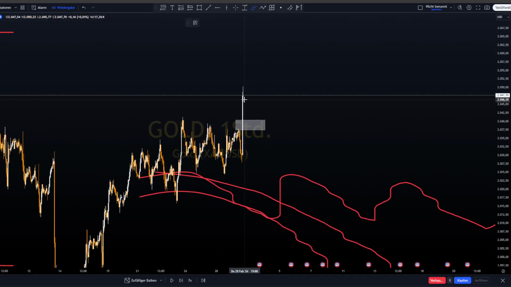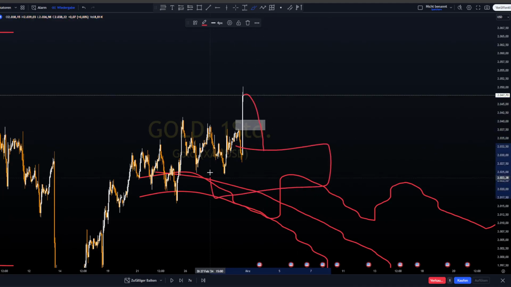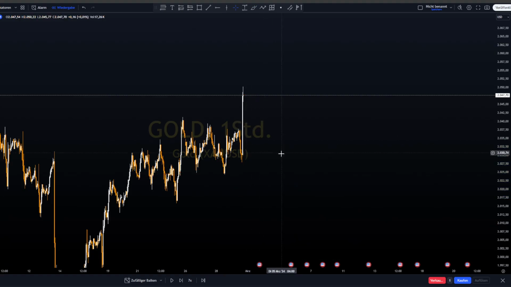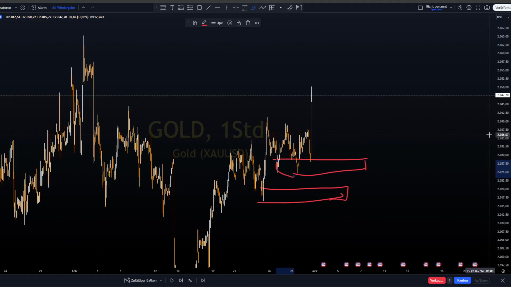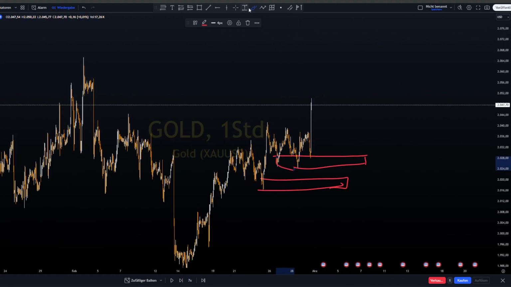Now I hope for the replay that it turns back in so we can enter a long trade around this area here. Why do we enter here? Again, follow the trend and just wait that the price taps back into important zones, when we didn't take out some important areas right here.